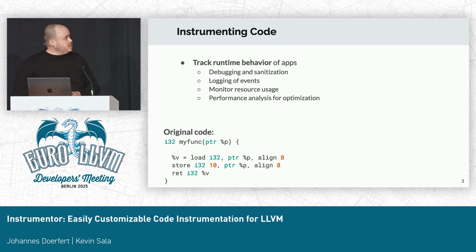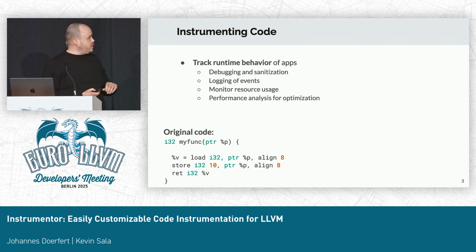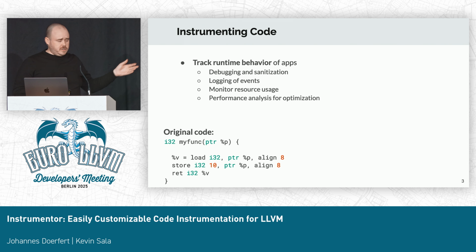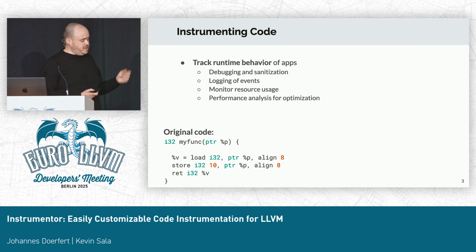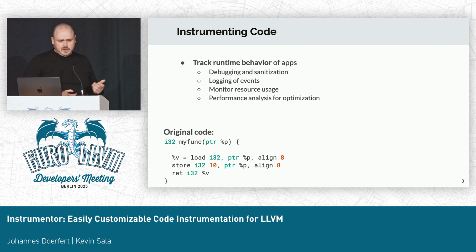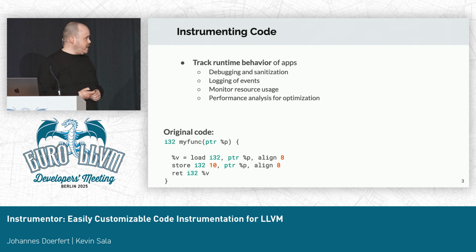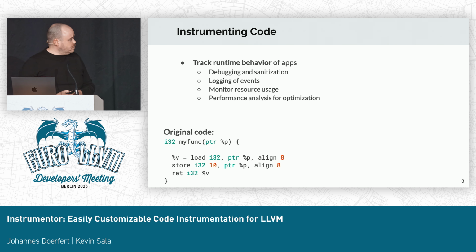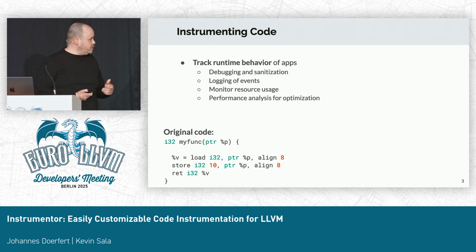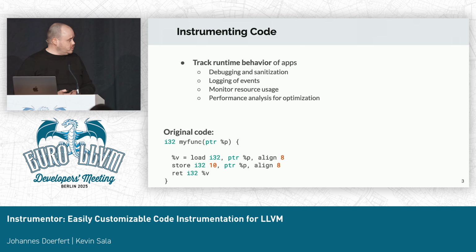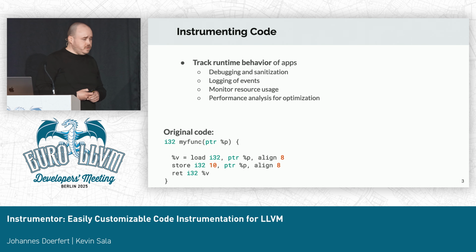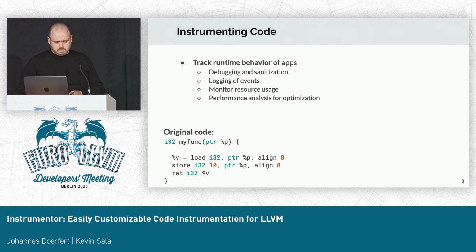So the instrumentation first starts with the original code from a user application. We see here a function in LLVM IR. This is the original code without the instrumentation. It takes a pointer parameter. We load from memory using that pointer. Then we store a value into the same memory position. And then we return the value that we have loaded.